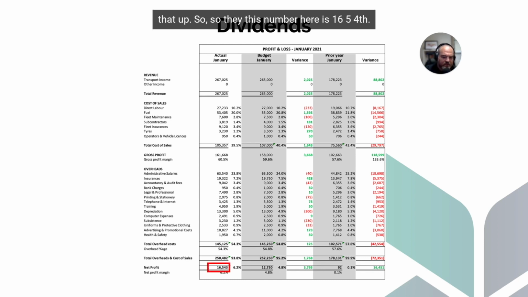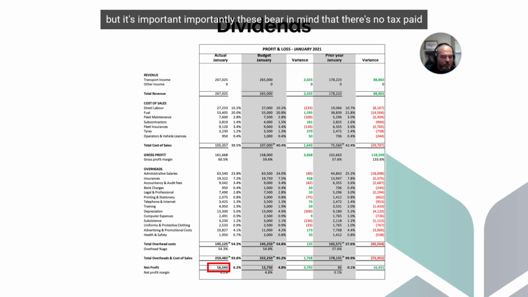This number here, 16,543, is the profit made in that month, in 1 month. This is January 2021, the P&L for that month. So you've made £16,543 profit in 1 month. That money is net profit, but you need to bear in mind that there's no tax paid on that yet. Dividends are a distribution of post-tax profits. So you have to pay your corporation tax, and then whatever's left is available for distribution as a dividend.